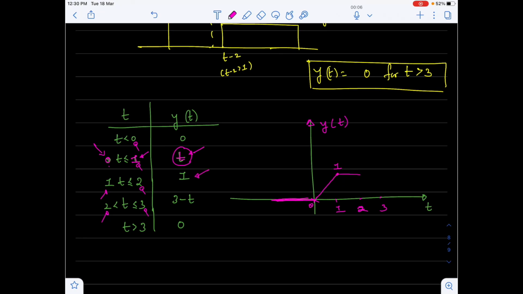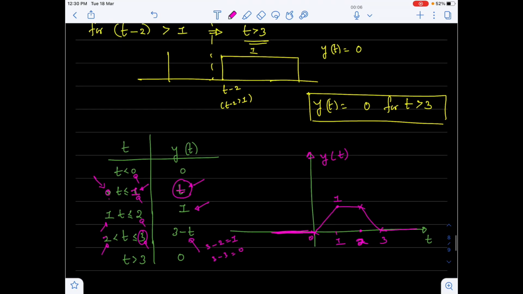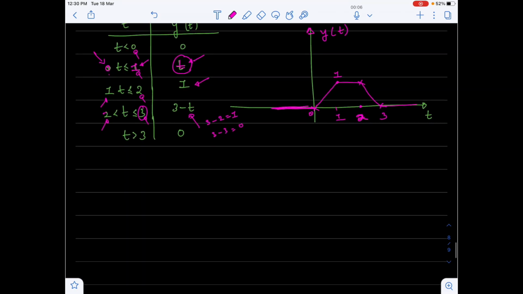When between 2 and 3, how to calculate? Just put t equal to 2. When putting t equal to 2 here, this will become 3 minus 2, the answer will be 1. So you will reach here 1. Then when you put t equal to 3, that means 3 minus 3 will become 0. So this is a straight line again. Then for t greater than 3, the answer is 0. So this is our output. Okay, so I hope this problem is very clear to you. We will see another example anyway.